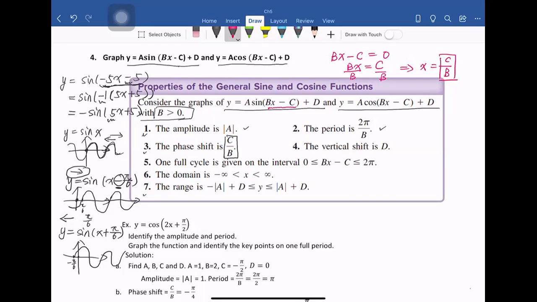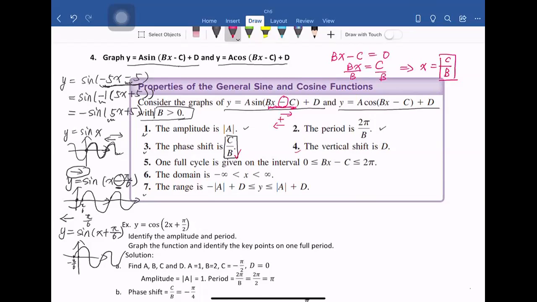Some students say I forgot the formula of the phase shift. Just set the expression in the parentheses equal to 0 and solve for x. And you see here, they provide the c as minus c. So if minus c, that means we move the whole function from the original function c units to the right. If this is plus, we move to the left.